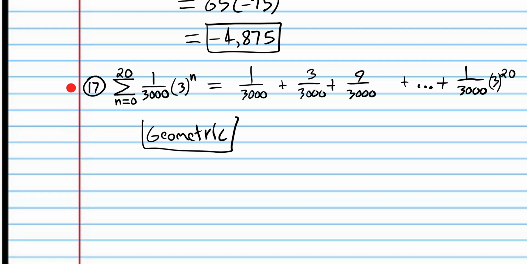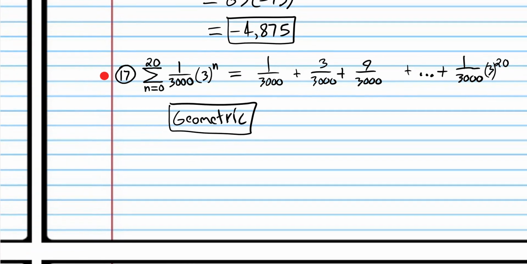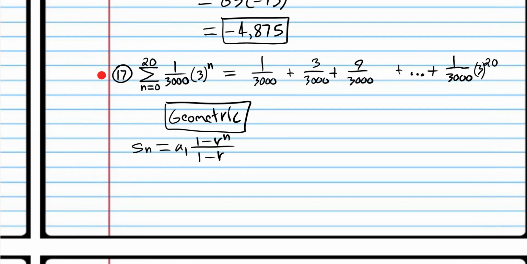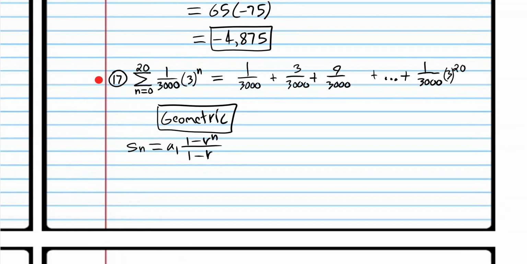and we're going to use our formula for the sum of the first n terms of a geometric sequence. That's Sn is equal to the first term times 1 minus the common ratio to the nth power over 1 minus the common ratio. But here's where we have to be careful. In all the previous problems, n was the upper bound. That's not going to be the case.